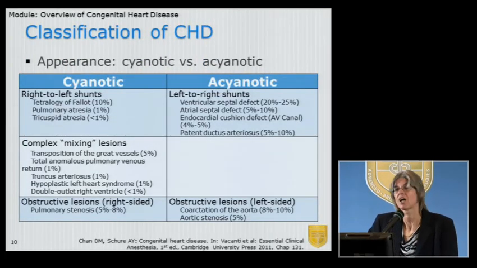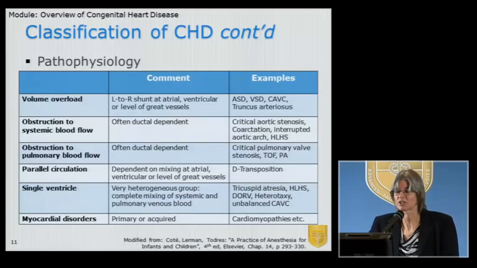Okay. Brings us to the classification of congenital heart disease. You can classify them just by appearance. Are they blue or are they pink? Cyanotic versus acyanotic. And then you can start looking at them. Do they have right to left shunts, like tetralogy of Fallot, pulmonary atresia, or tricuspid atresia? Are they complete mixing lesions, and that's why they are blue, like transposition or total anomalous pulmonary venous return, truncus, a hypoplastic heart, or a double outlet right ventricle? Or are they obstructive lesions? And if they are pink, are they left to right shunts, or are they obstructive lesions?